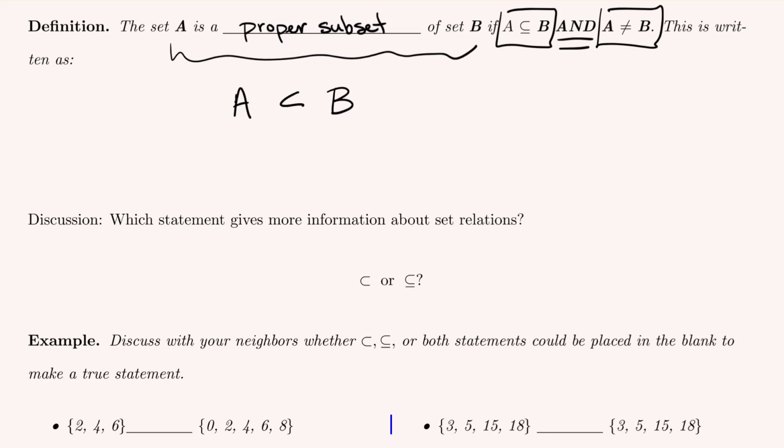So based on what we know so far about subsets and proper subsets, which statement do you think gives more specific information about set relations? Which one's going to mean more if you see it written on a page? Proper subset or regular subset? Take a moment and pause the video to think about it. If needed, I encourage you to go back to our definitions, review those, and then think which of these two symbols gives more information.